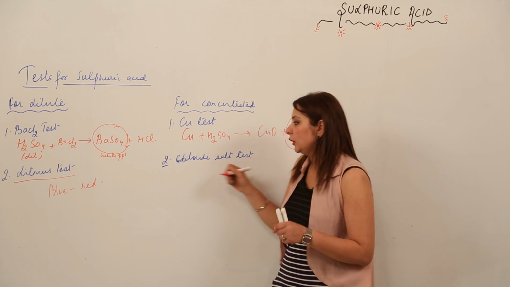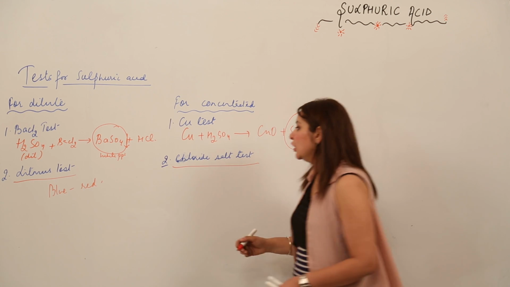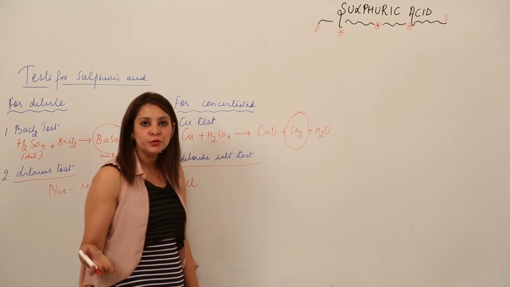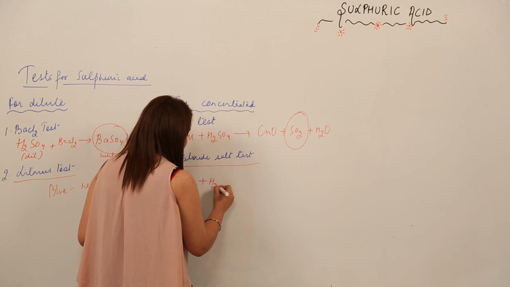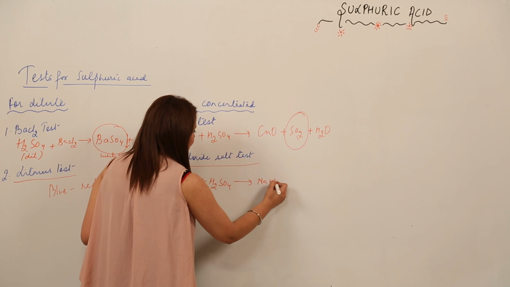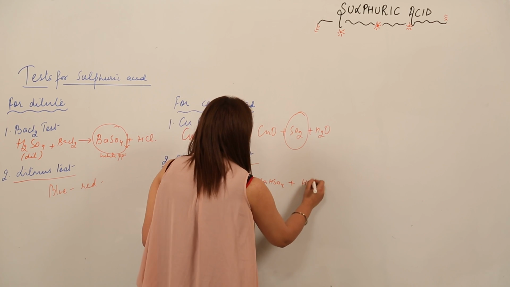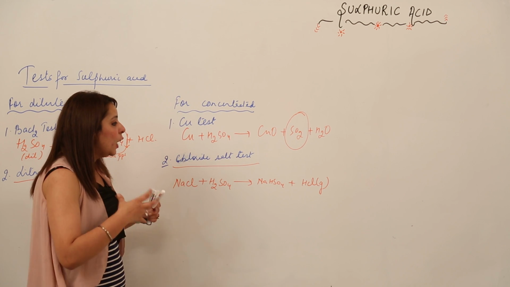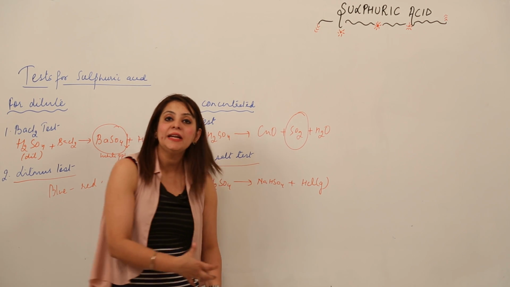Next is the chloride salt test, also to identify concentrated sulfuric acid. Suppose the chloride salt I am taking is NaCl, the commonly used table salt. Now I am adding concentrated sulfuric acid to it. So what am I going to get? I am going to get an acidic salt, and with that I am going to get hydrogen chloride gas.